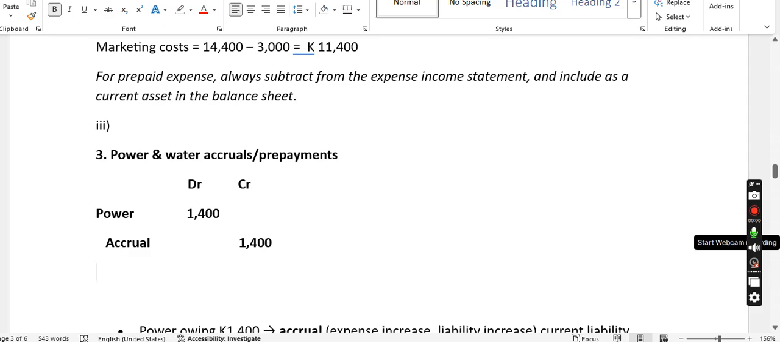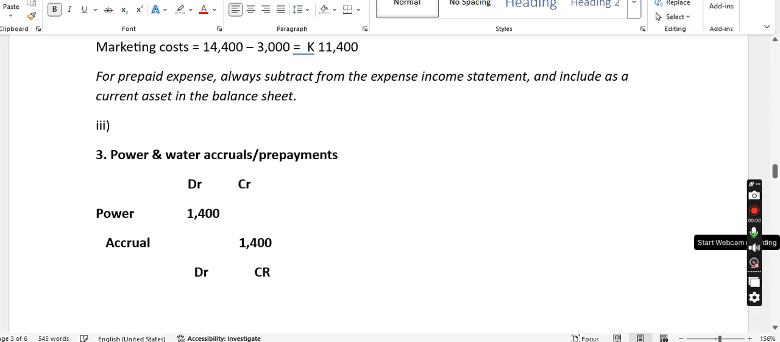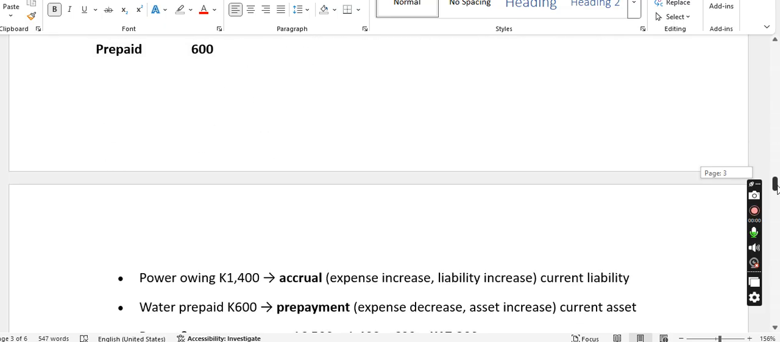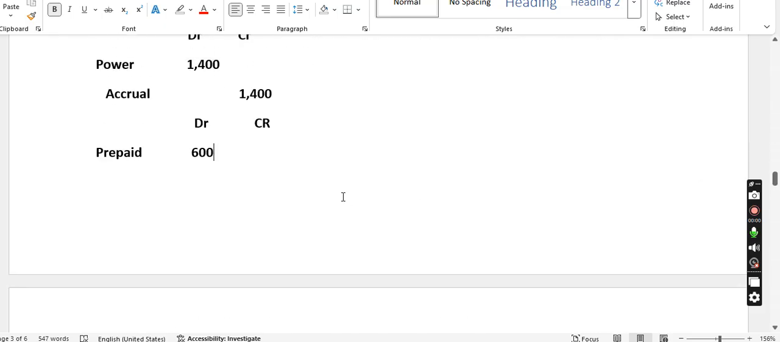Then for the prepayment, you debit 600. I think the prepayment was 600. Yes, 600. This debit entry signals that you're including it as a current asset in the balance sheet. Then you credit power. Since it's a prepaid expense, it's relating to another period.